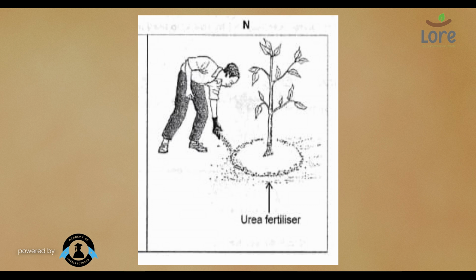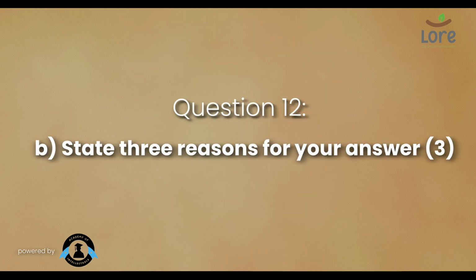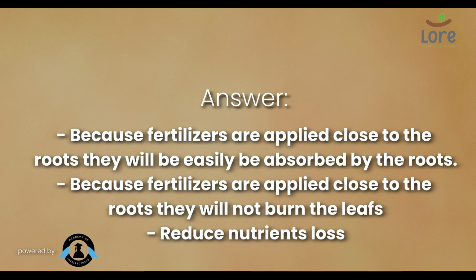Okay. Question B says, state the 3 reasons for your answer. Like we mentioned when analyzing the picture: because fertilizers are applied close to the roots, they will easily be absorbed by the roots. Also, because fertilizers are applied close to the roots, they will not burn the leaves. And also, nutrient loss will be reduced.